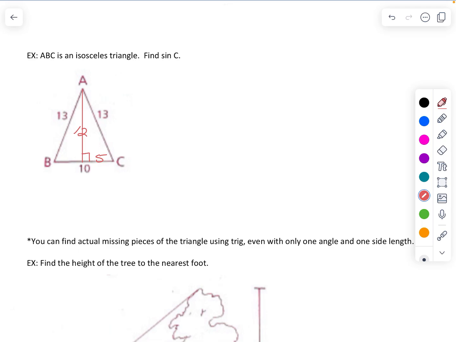Now, we want to find the sine of angle C. So here's angle C right here. I'll just color it in. With regard to angle C, this is hypotenuse. This is opposite. This is adjacent. So sine of C, opposite over hypotenuse. That is it.